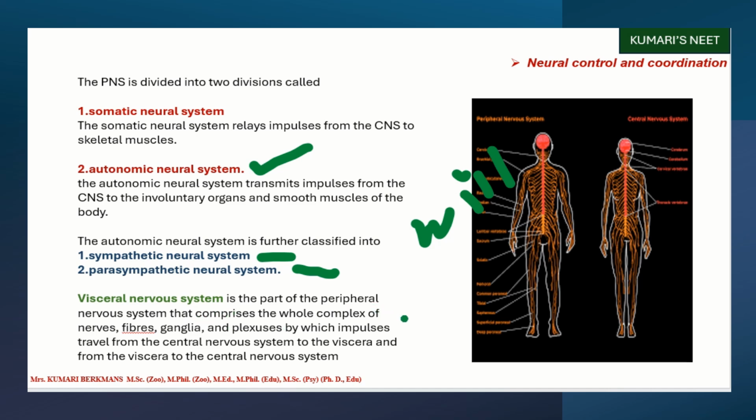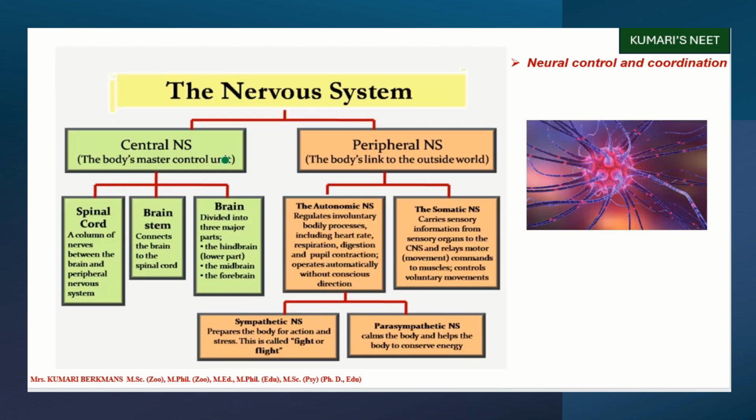It is a part of the peripheral nervous system only, but that comprises the whole complex of the nerves, fibers, ganglia and plexuses by which impulses travel from the central nervous system to the viscera, and from the viscera to the central nervous system. So that is the visceral nervous system. And if you come across the nervous system, this is the complete one in a portrait I have given here.